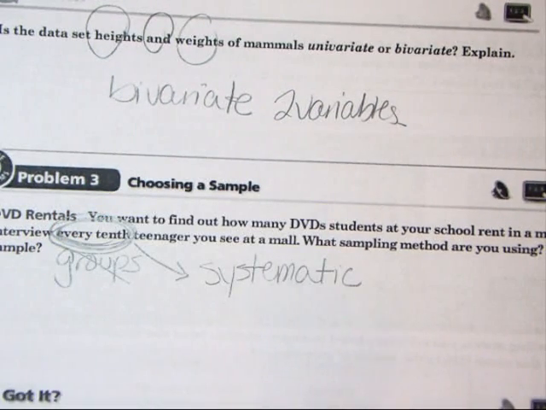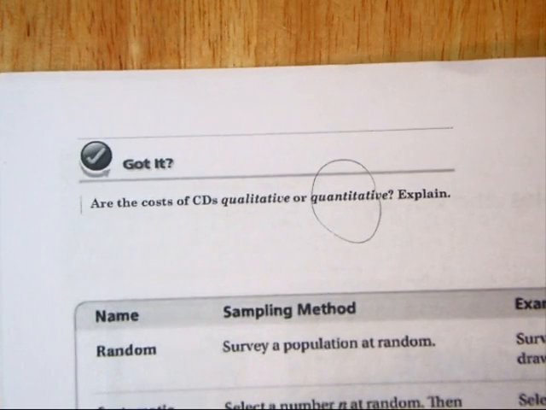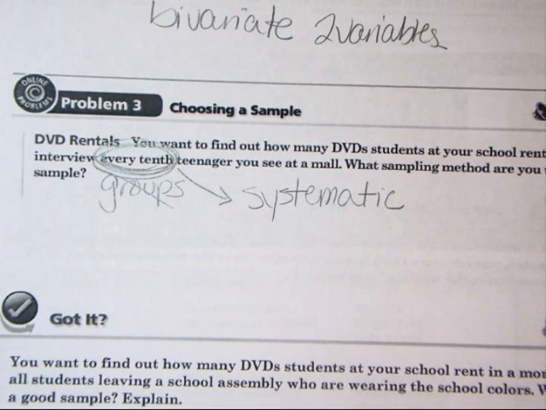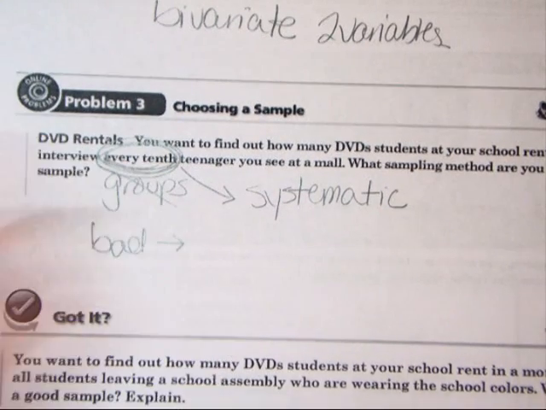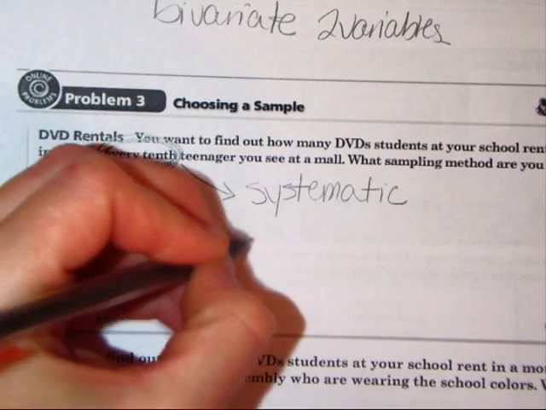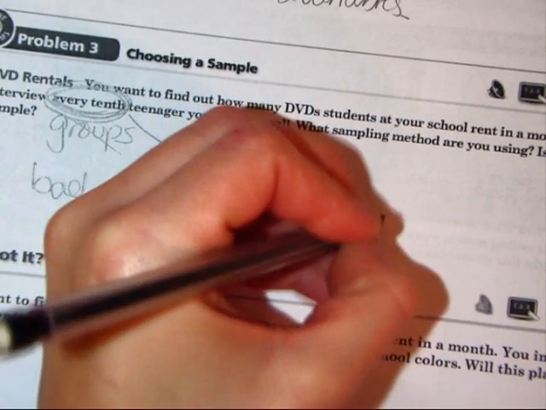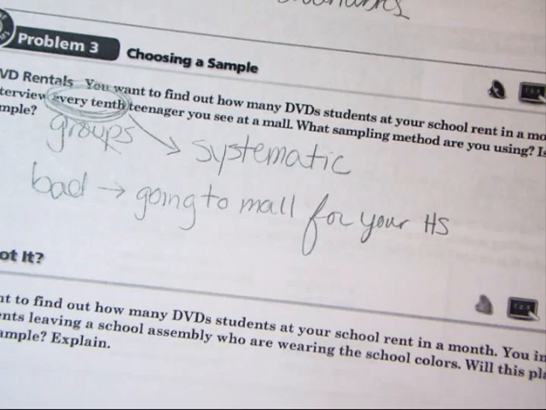The reason that is systematic is because it is going by every 10th. And if you want to look back behind, see how it says you select a number at random and then you survey that particular number. Okay, now do you think that this is a good or a bad way of sampling? Well, if you read the problem, it says you want to find out how many DVDs students at your school rent. So why are you going to the mall? So we can see a contradiction here, that it's bad that you're going to the mall and you're going to use that data for your high school. Maybe it would have been better to stay in your high school.